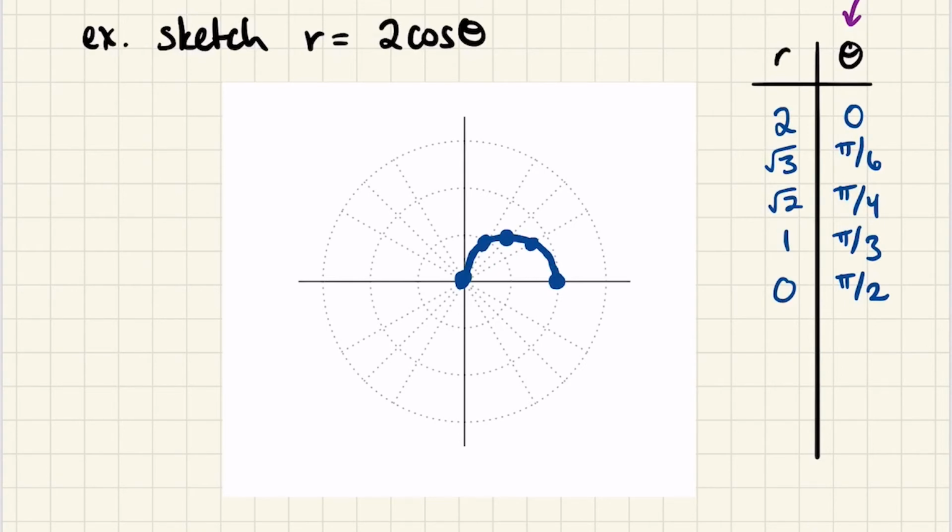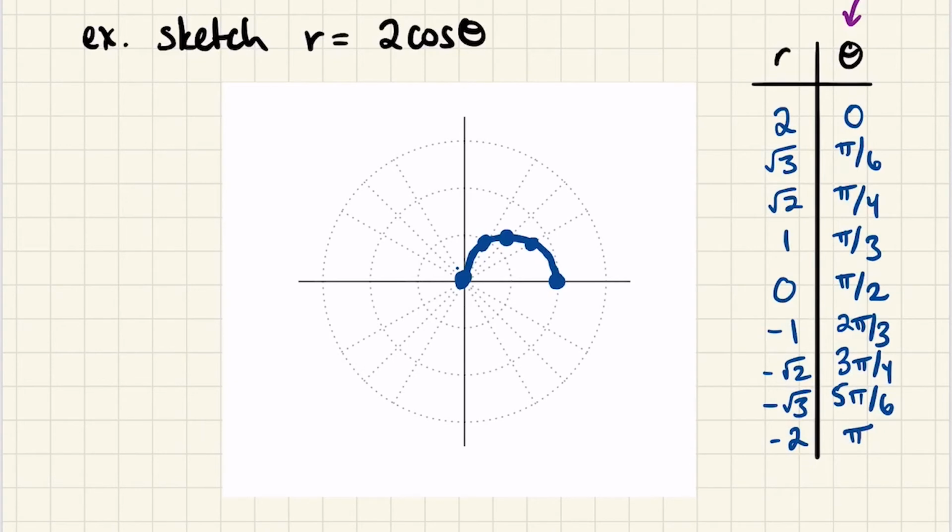Now, let's continue thetas into the second quadrant. So 2 pi over 3, followed by 3 pi over 4, 5 pi over 6, and finally pi. So when theta is equal to 2 pi over 3, a second quadrant angle, cosine of theta is negative 1/2. 2 of those is negative 1. And I'll just quickly do all of these evaluations.